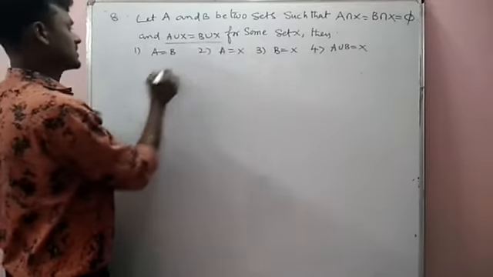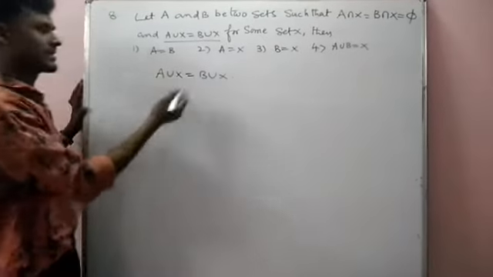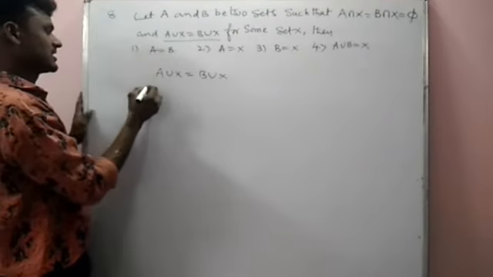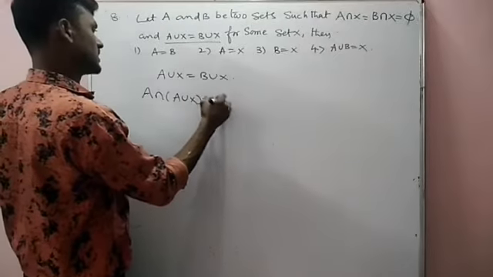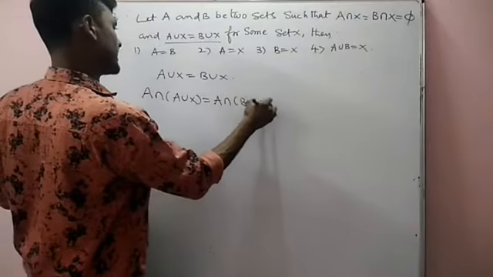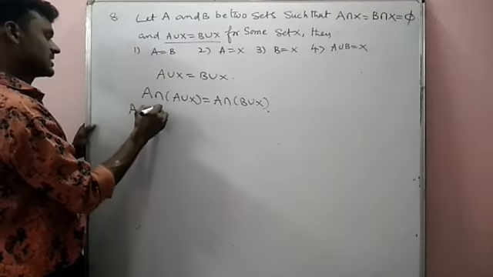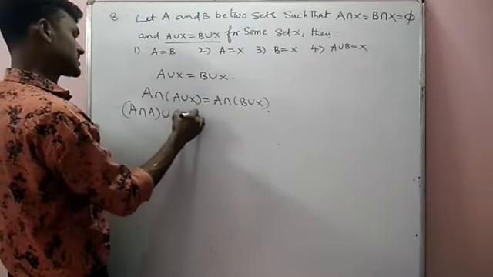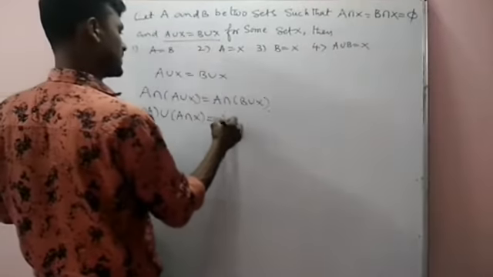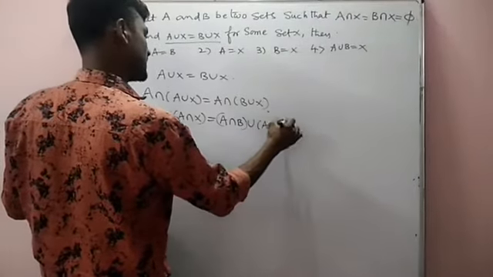First I will take this one: A union X is equal to B union X. Now I will take A intersection on either side. A intersection (A union X) is equal to A intersection (B union X). Now A intersection A distributed union A intersection X. Here also A intersection B union A intersection X.